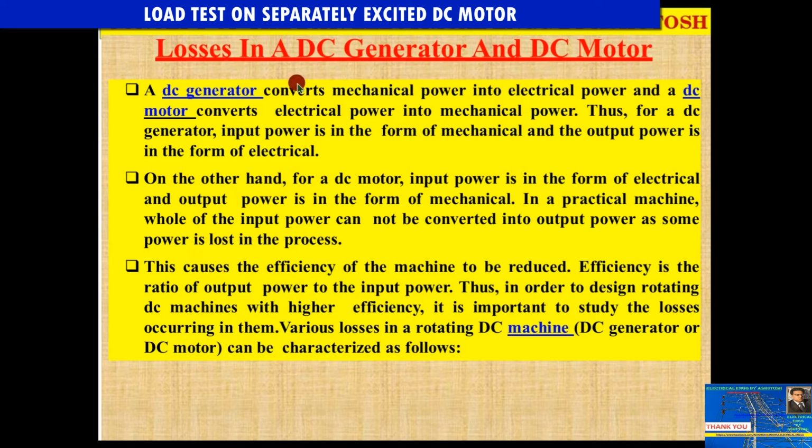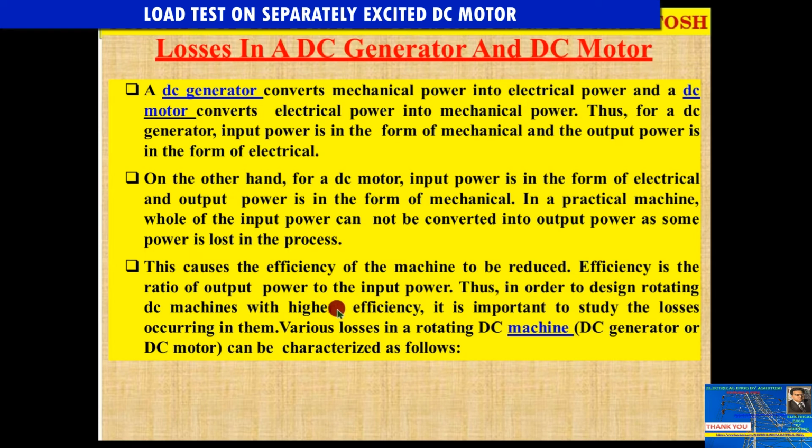And basically you already know what a motor is and what a generator is. A DC generator converts mechanical power into electrical power, and in a motor the input power is in the form of electrical and the output power in the form of mechanical. Electrical power is converted into mechanical power in the motor, and this causes the efficiency of the machine to be reduced. Efficiency is the ratio of output power to input power, you already know guys.